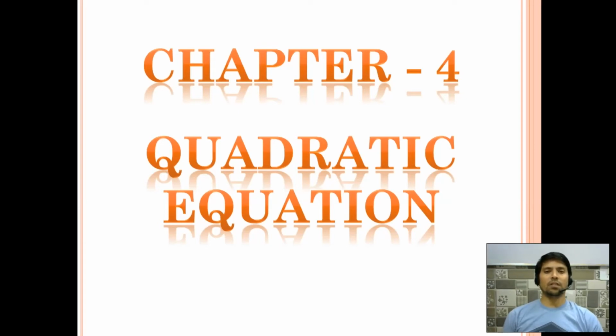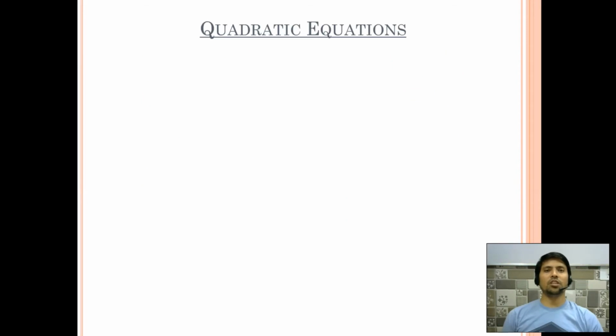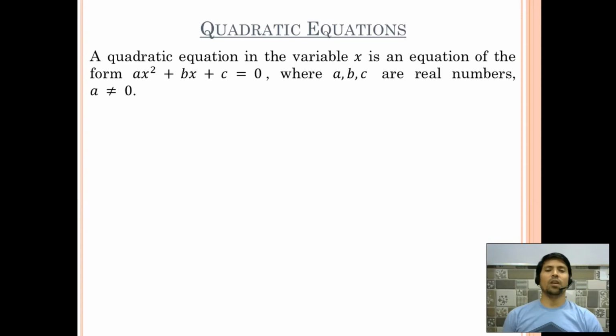So let's start with the definition of the quadratic polynomial. Any equation of the form ax square plus bx plus c equals 0, where x is a variable and a, b, c are constants, that is, real numbers, where a is not equal to 0. The value of a cannot be 0, which means the coefficient of x square cannot be equal to 0.